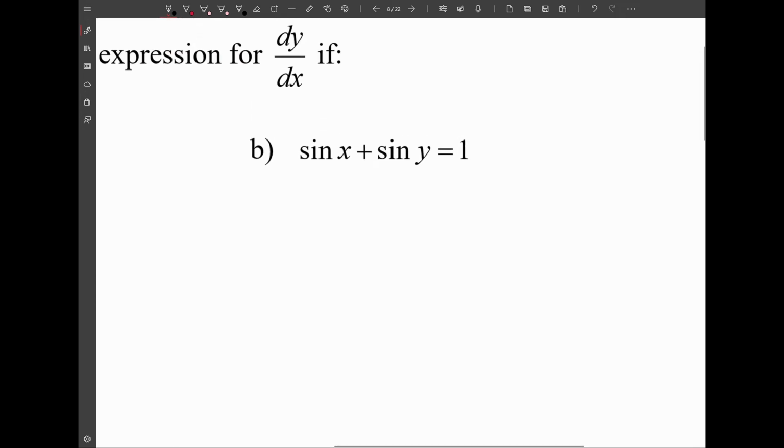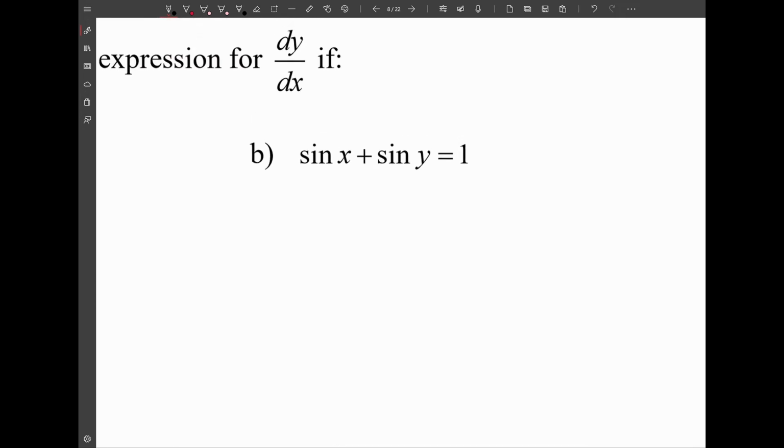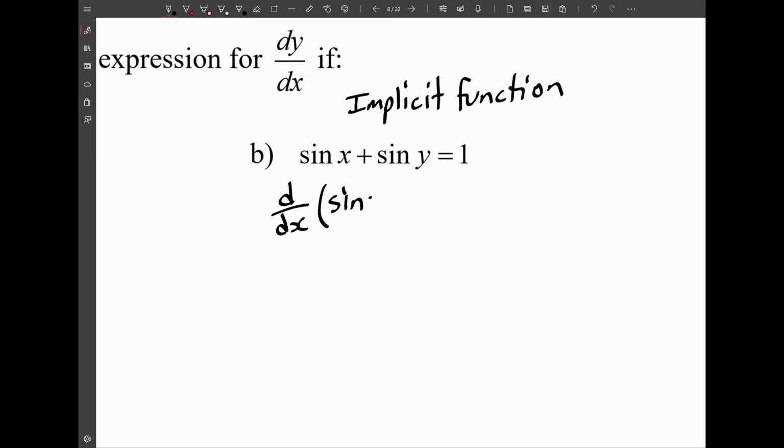Well, notice that we've got ourselves an implicit function of y. We're going to be doing implicit derivatives here. So what we've got to do is take the derivatives of both sides. So I'm going to take d/dx of sine x plus sine y, and that's going to be equal to d/dx of 1.